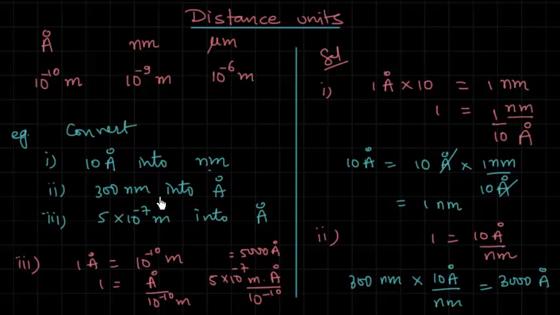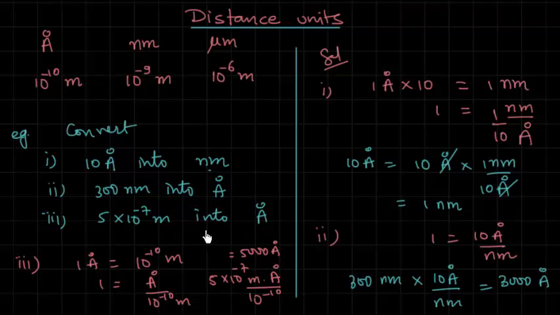In second example, we want to remove nanometer. So we'll keep nanometer at the bottom. And we want to have Armstrong. So we'll keep Armstrong on the top. So that way, when we multiply this by this quantity, nanometer and nanometer will get cancelled out.